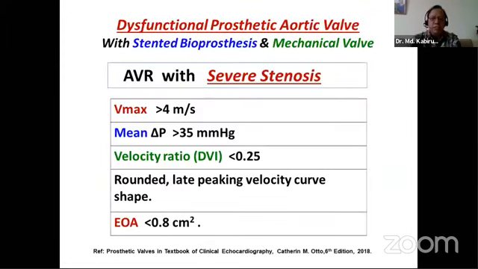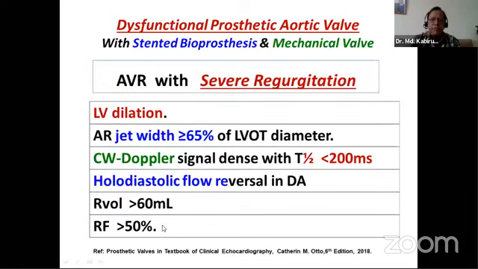So these are the parameters of a severely stenotic prosthetic valve: velocity more than 4, mean gradient more than 35 millimeters of mercury, velocity ratio less than 0.25. And mind it, the morphology of the spectral image is rounded, with a late peaking velocity curve, and effective orifice area is less than 0.8 square centimeter. So these are the features of severe regurgitation of the prosthetic valve. These are like the native valve. I will not go into details on this.